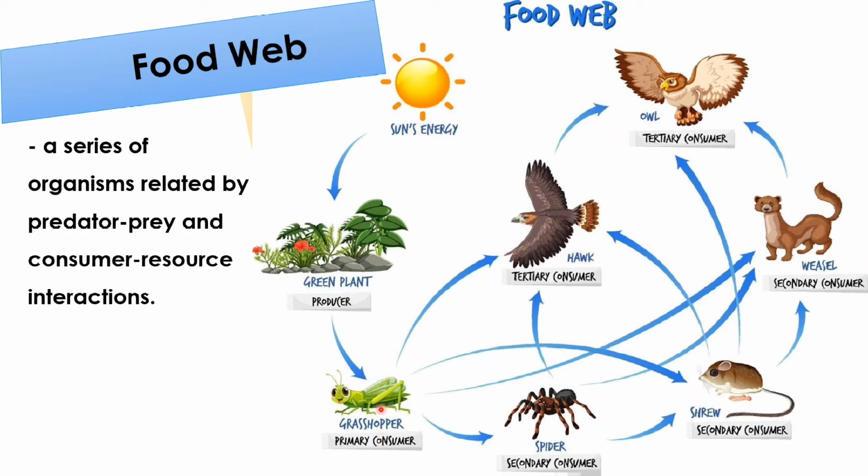Let's have this one. The grasshopper will be eaten by the weasel, the secondary consumer, and then the weasel will be eaten by the owl, which is the tertiary consumer. Or also the grasshopper will be eaten by the hawk. So a food web is a series of food chains, or several food chains that link together.